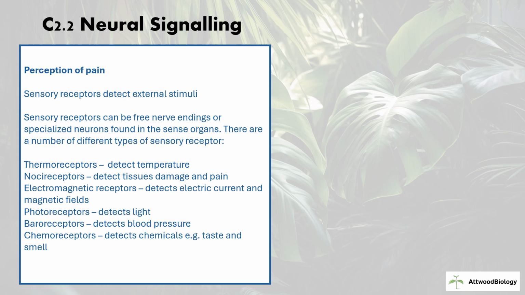Electromagnetic receptors that detect electric current and magnetic fields. Photoreceptors in the eye, obviously. Baroreceptors, which detect blood pressure, and chemoreceptors, which detect chemicals. A really nice example is detecting taste on the tongue or smell in the nose. Sensory receptors can either be free nerve endings or specialized neurons that you find within the sense organs. And those are your examples there.